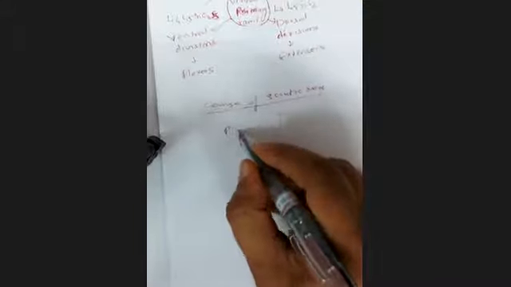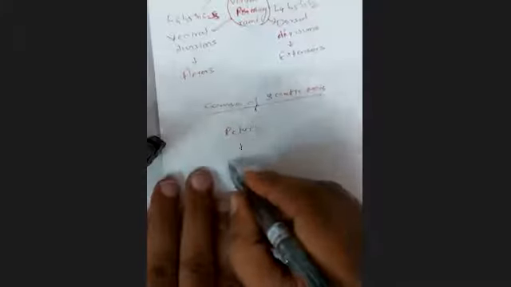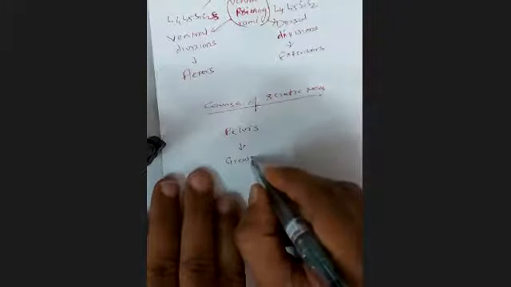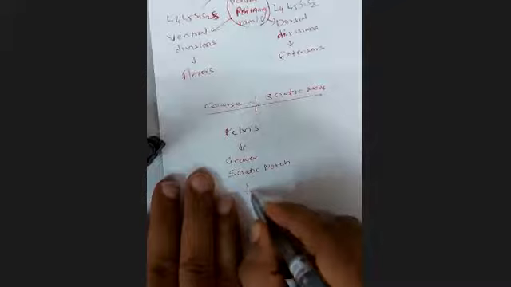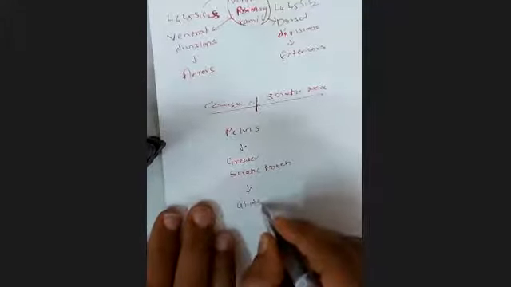Now let us see the course of the sciatic nerve. Firstly, I'll just write a summary of the course for you. The nerve starts from the pelvis, and then it leaves the pelvis through the greater sciatic notch, and then it enters the gluteal region.